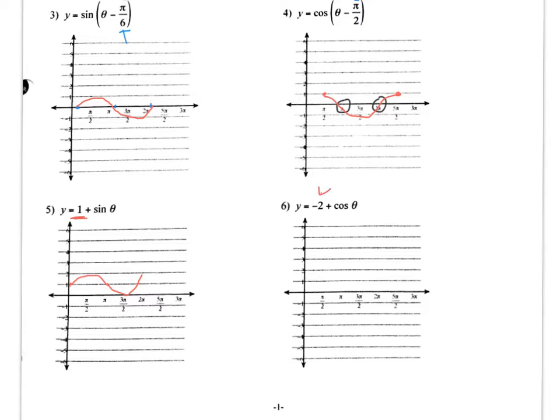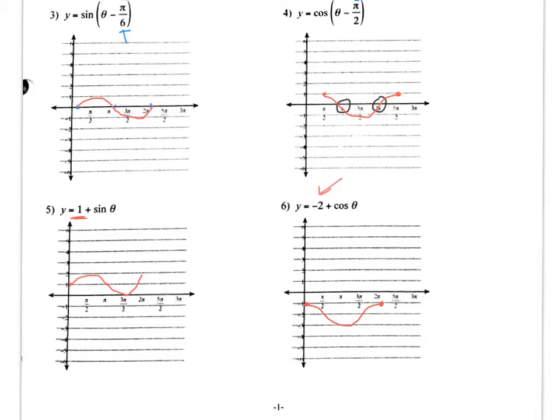Same thing here. This has been moved down 2. So cosine usually starts at 1. But if I move it down 2, that means it's going to start at -1. Okay. Now all I do is graph this, again, going down. So typically it crosses 0 here, bottoms out here, comes back up at 0 here, and then goes up here at 2 pi.